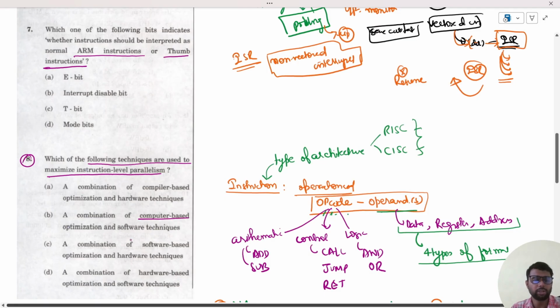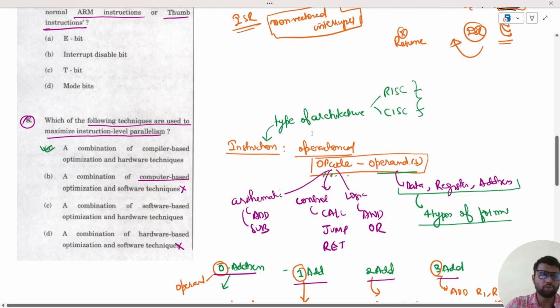So option 1 is the combination of compiler-based optimization and hardware techniques, and the other is a combination of software-based optimization and software technique. See, parallelism is not a software-based technique; it always requires a hardware-based technique. So this option does not suit. A combination of software-based optimization and hardware-based technique could be a possibility, and the combination of compiler-based optimization and hardware techniques could also be a possibility. But the most suitable answer is option number A.